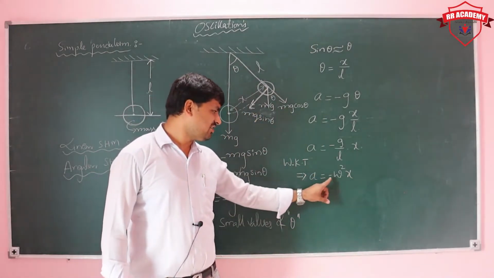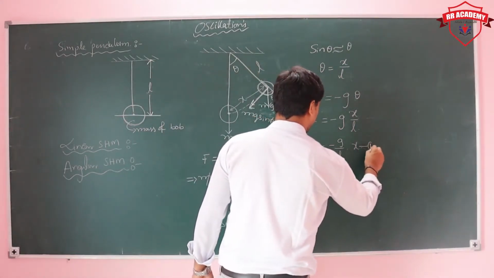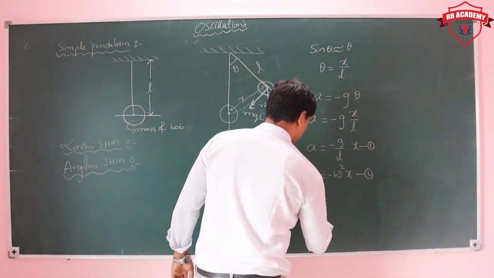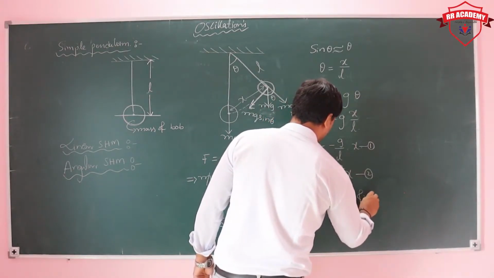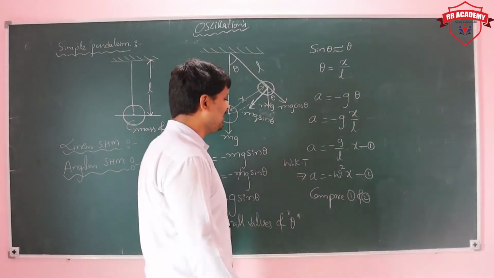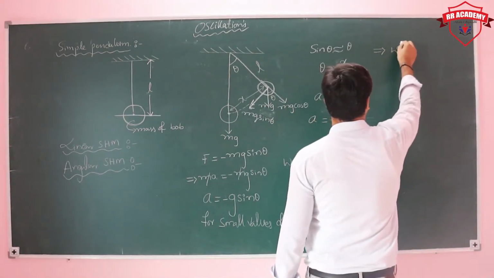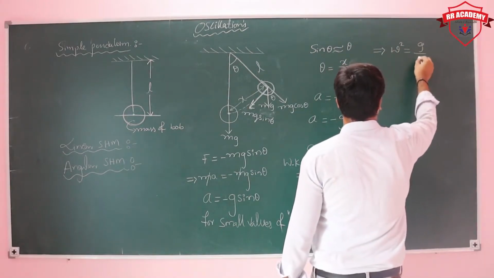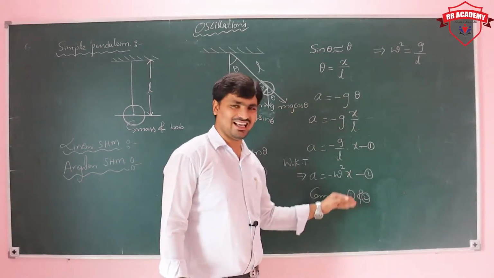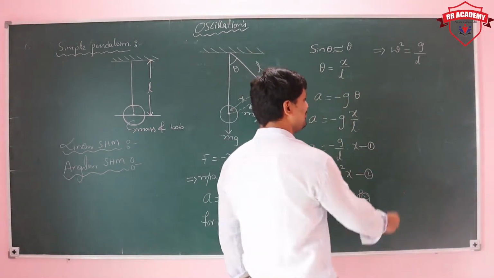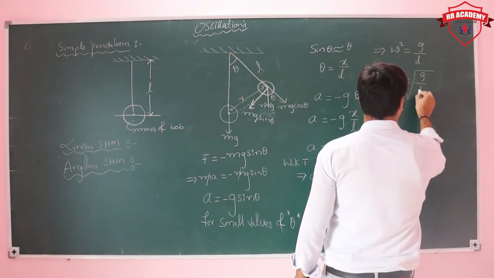We know that a is equal to minus omega square x. Let's compare both expressions, equation 1 and equation 2. If we are comparing both expressions, what are we getting here? Omega square is equal to g by L. Then omega is equal to under root g by L.